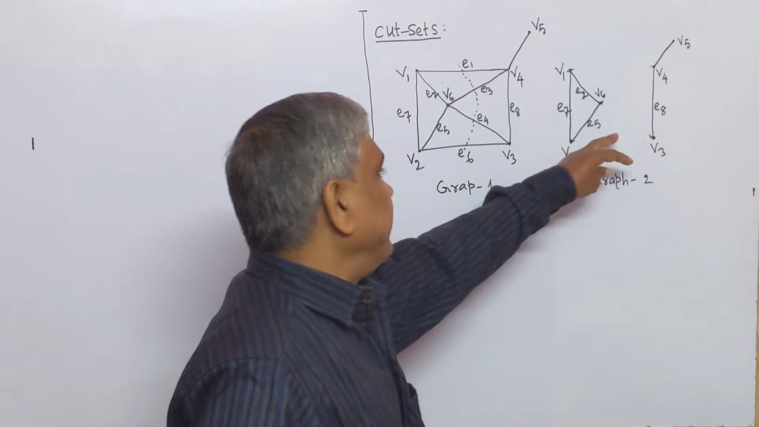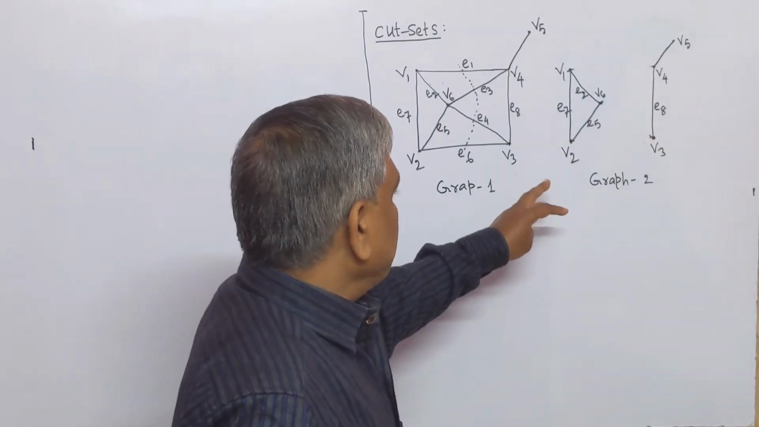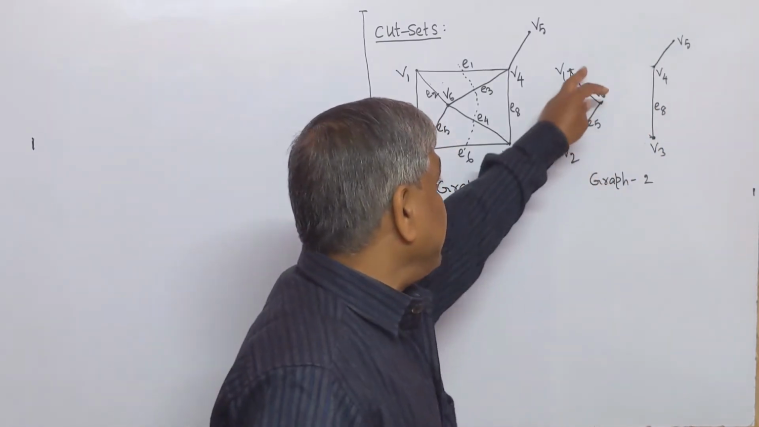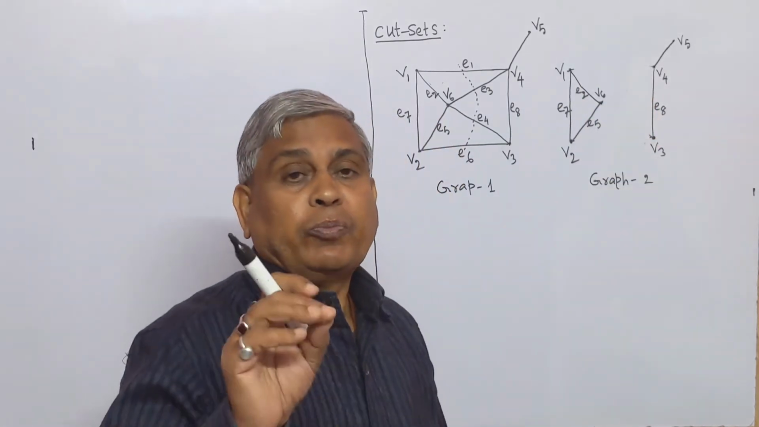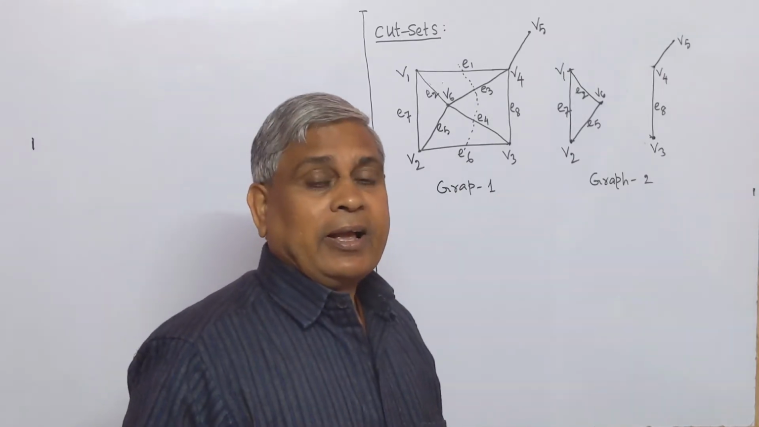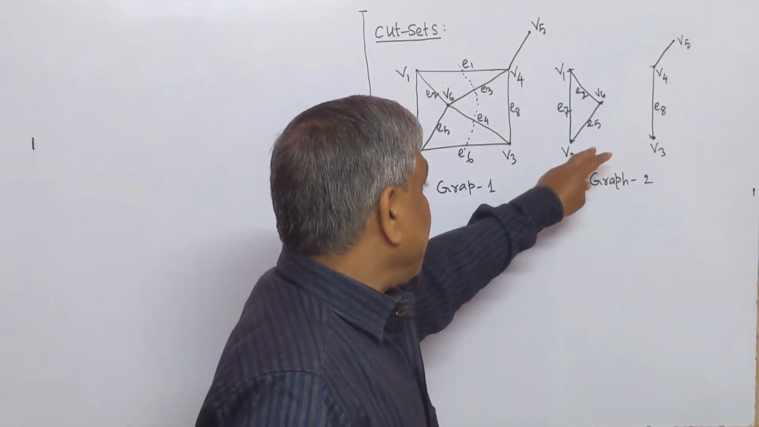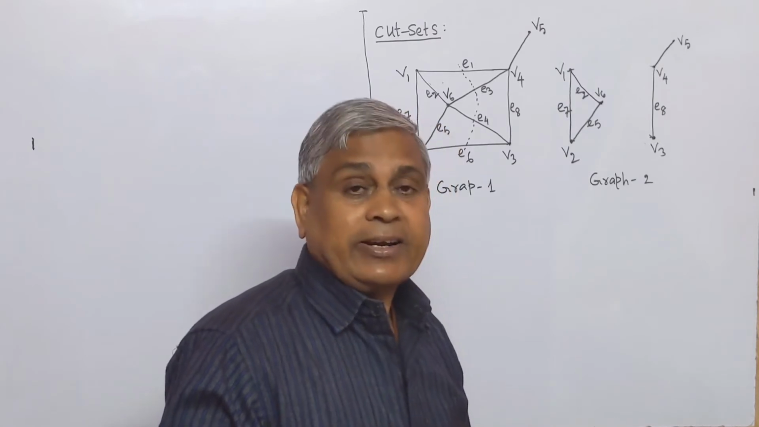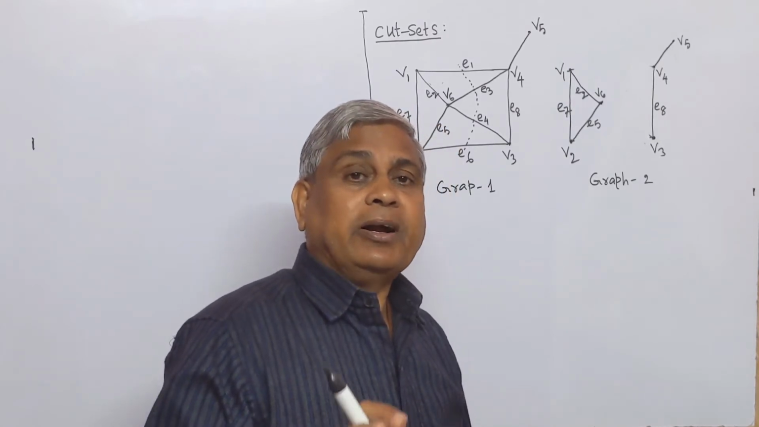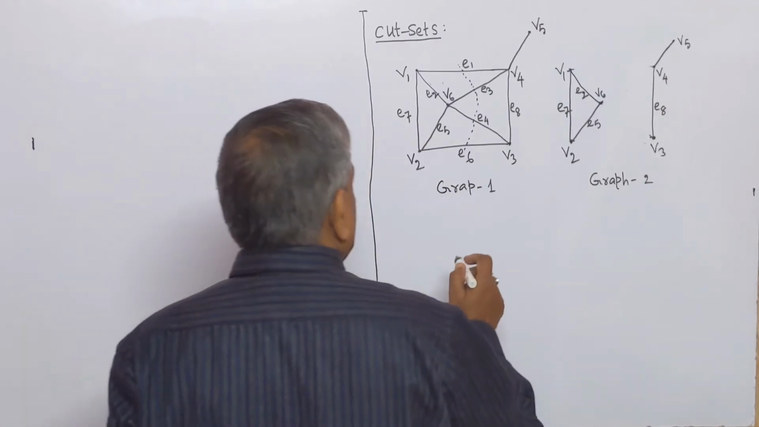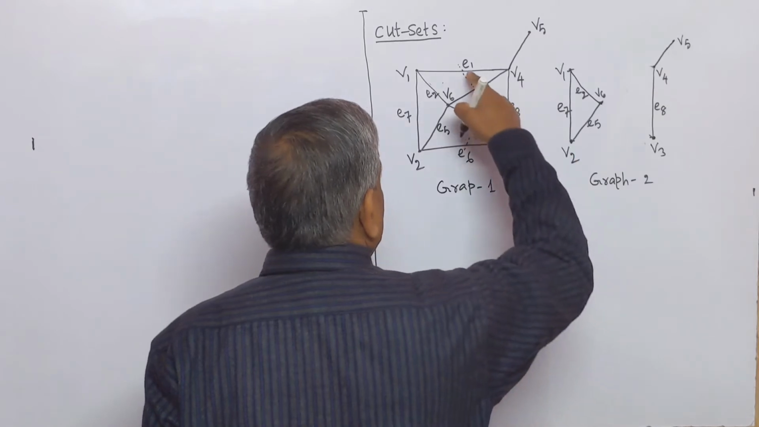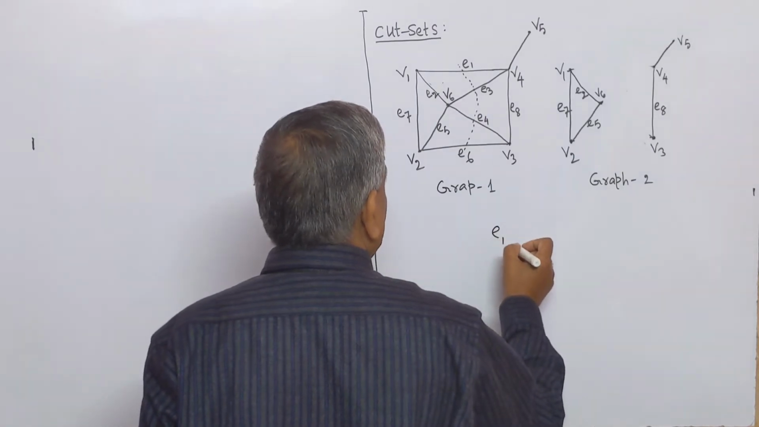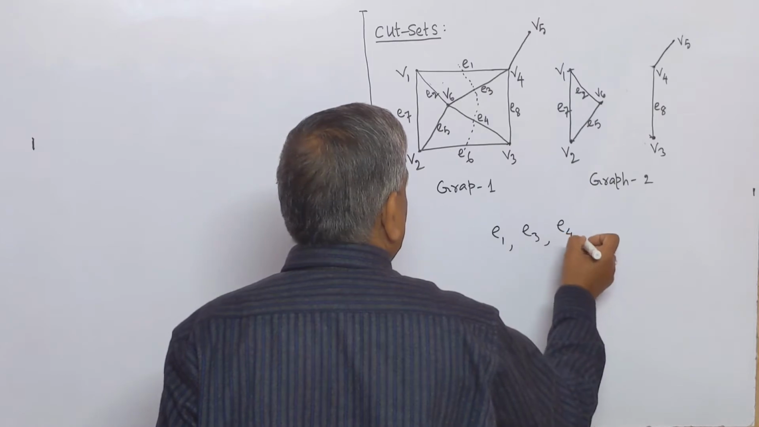Then we get a disconnected graph. Here we get two components. The collection of edges which are removed from the connected graph and makes the graph disconnected, and that collection is a cut set. But we have some conditions also. Here the collection of edges which have already been removed, be edges E1, E3, E4 and E6.